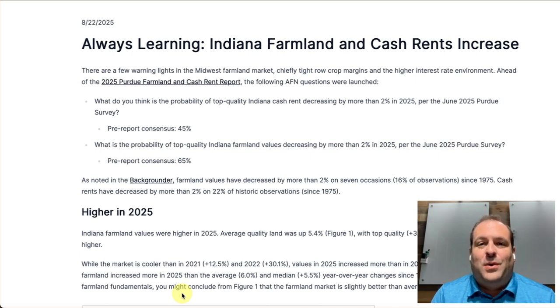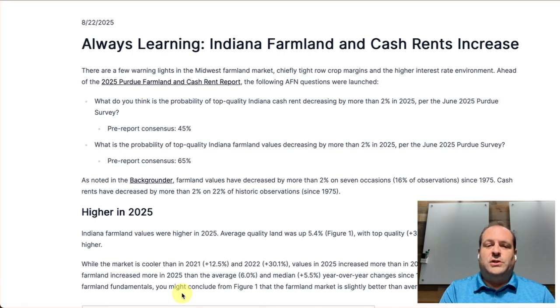We step back behind one of the articles that we've recently written and we talk about a little bit of the data and the charts that go into that. This week, I'm thinking about Indiana farmland and cash rents. The report just came out a few weeks ago. We had an Ag Forecast Network question that was open for several months, and we initially posed the question: what's the probability of cash rents and farmland values? Two questions. What's the probability of those decreasing by more than 2%?